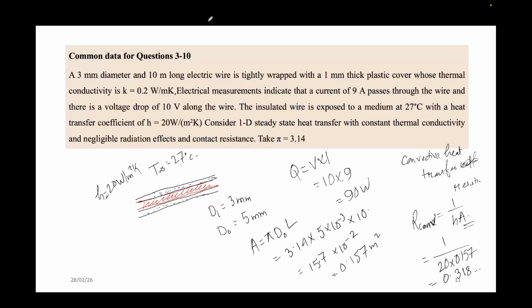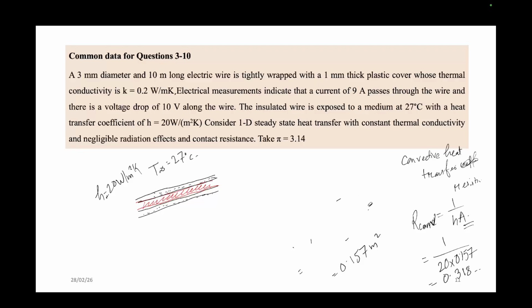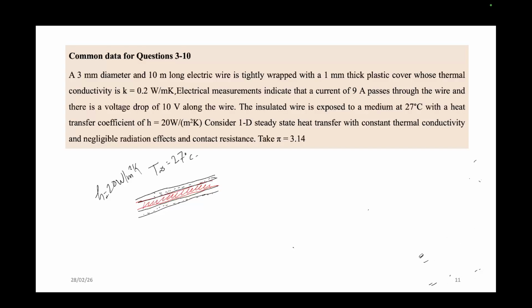Again, I am moving to this part. It is a cylinder. In this cylinder, you need to find the thermal resistance offered by this plastic, or the thermal conduction resistance. I hope that you remember the formula of thermal conduction resistance. Please try to solve this one. I am giving you 1 minute, and after that I will solve this one.